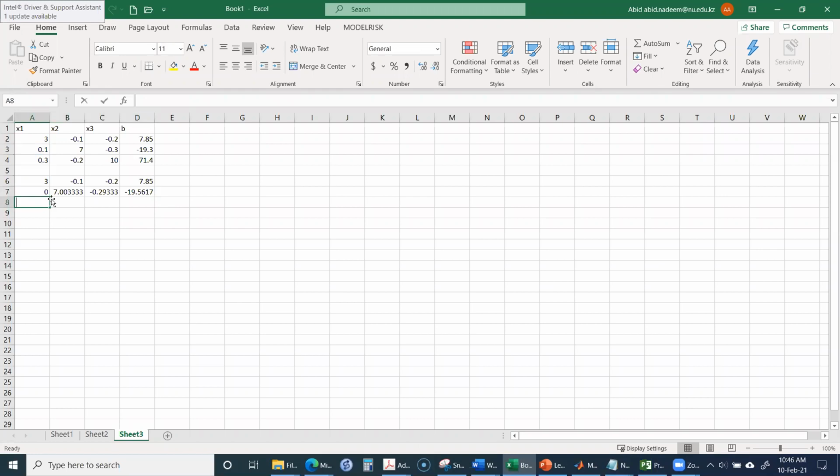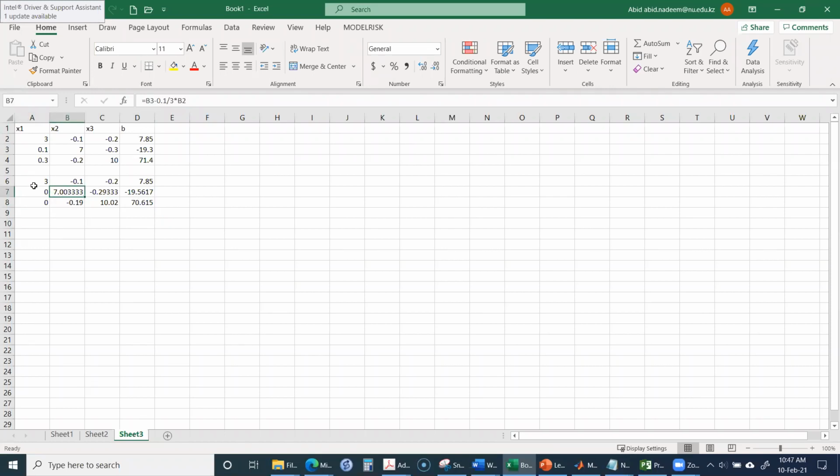And in the third row, I will take the third row minus 0.3 divided by 3 times the first row. In this way I will get a 0 over here, and I will get these coefficients. So in the second iteration, now I will have to eliminate this.